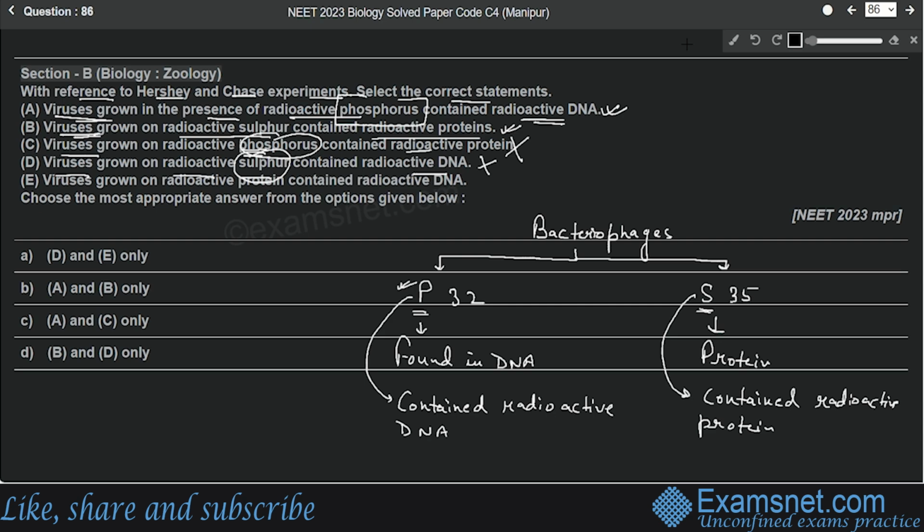And the last statement says that viruses grown on radioactive protein contain radioactive DNA. So viruses were not grown on radioactive protein. They were grown only on radioactive phosphorus and sulfur. So this is also incorrect. So the only correct statements are A and B. So A and B only, that means option B will be the correct answer.